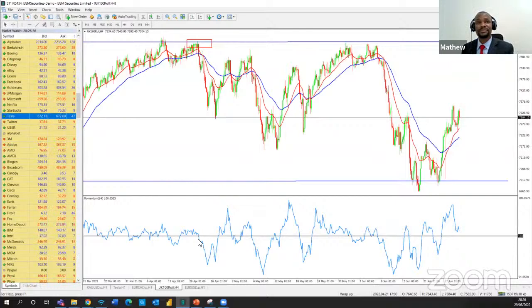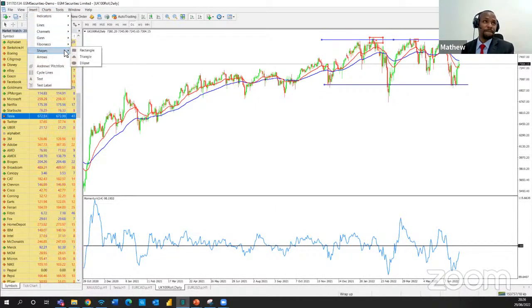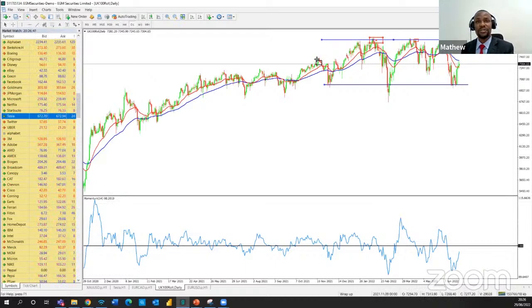Awesome setup. Let's look at what happens if we identify the midpoint here. Let me use a rectangle to identify the midpoint of this range. I mean, that's where the price has been.